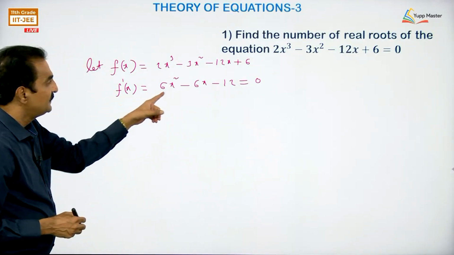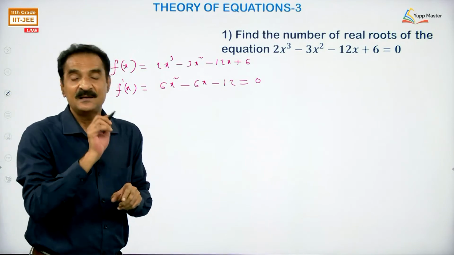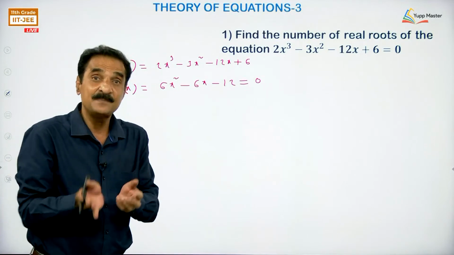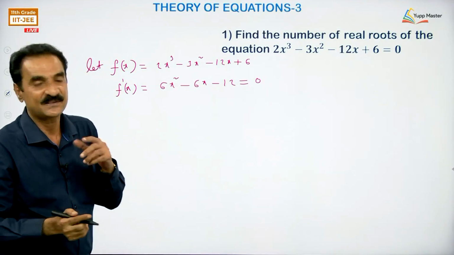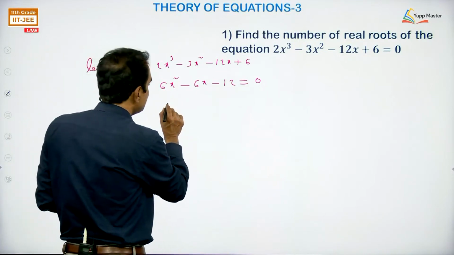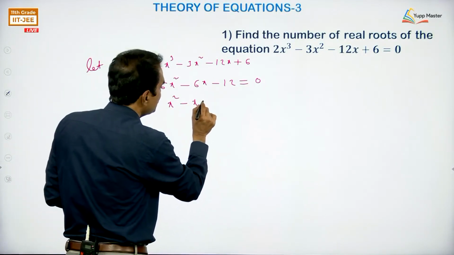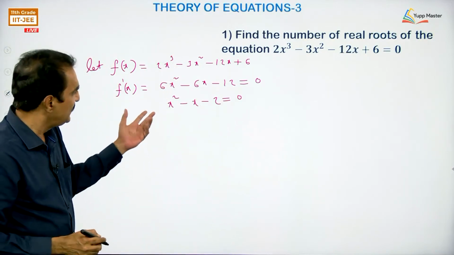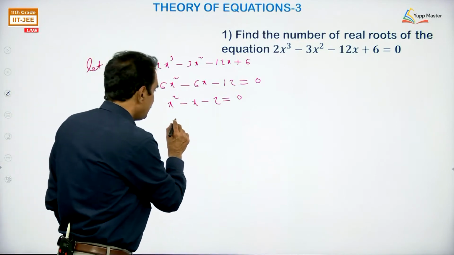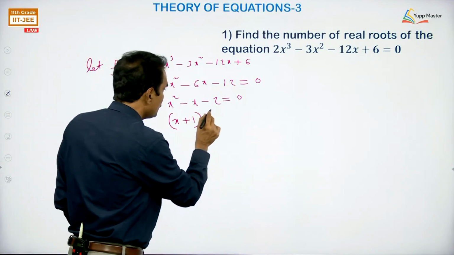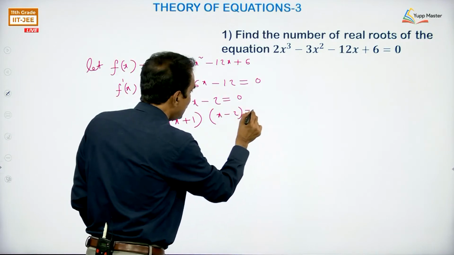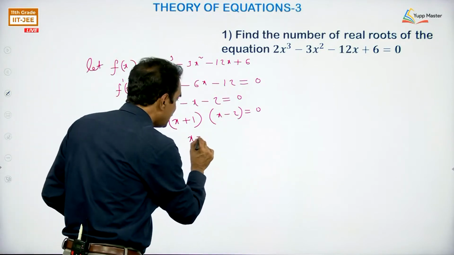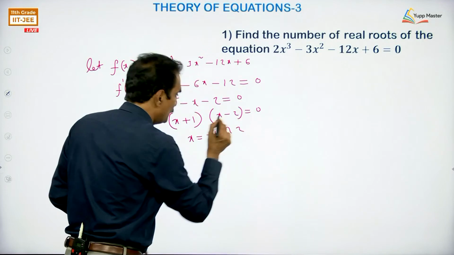Now, if there are two distinct real roots, then there will be a maximum point and minimum point. Then we have to check whether they are on a same side of x axis or opposite sides of x axis. Now, let us cancel 6. This equation becomes x square minus x minus 2 is equal to 0. You know how to factorize it. The factors are x plus 1 into x minus 2. If it is equal to 0, x is either minus 1 or 2.